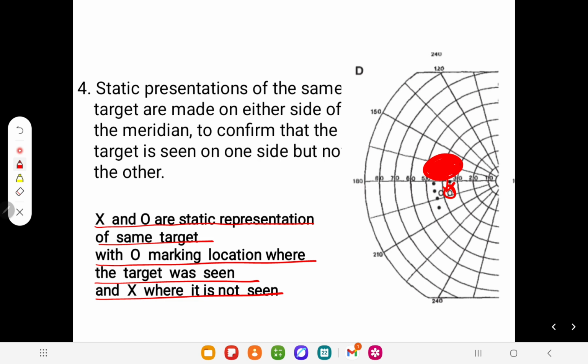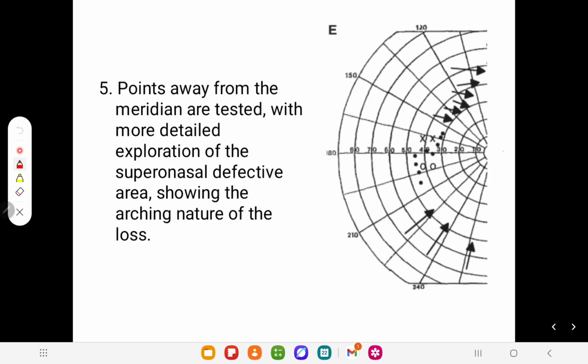Sometimes you want to increase the intensity a little bit too. So test points away from the meridian, and with more detailed exploration of the supernasal or defective areas, you show the arcing nature of the loss. Basically, sometimes you move like an arc, isn't it? If you find a defect, then you want to move a little bit superior, a little bit inferior, so that you can come to know the extent of the visual field defect, isn't it?